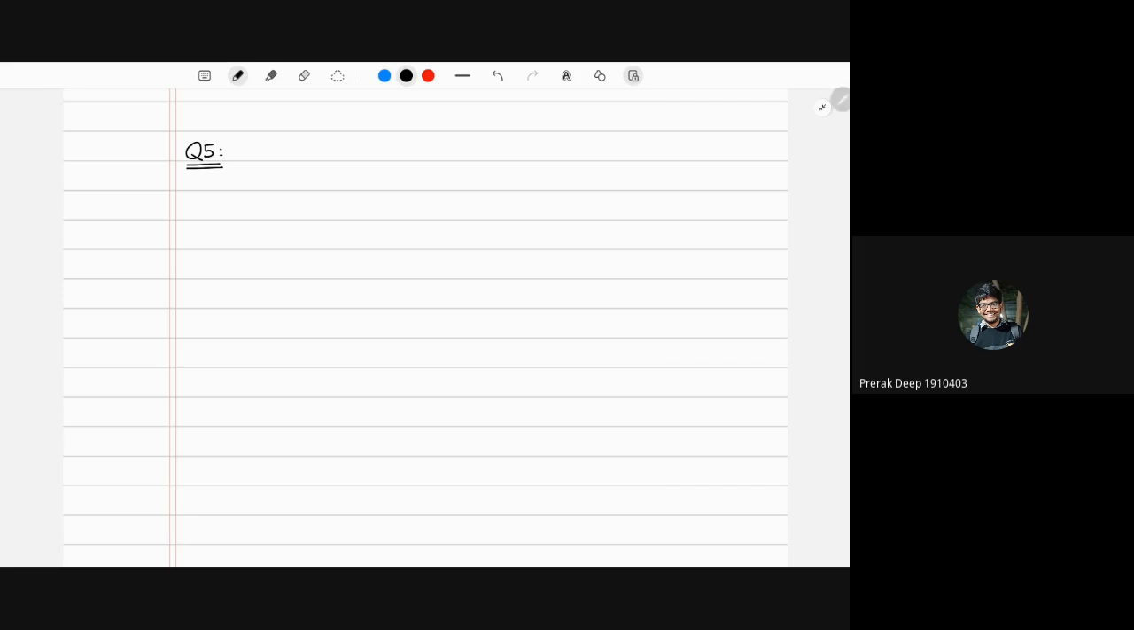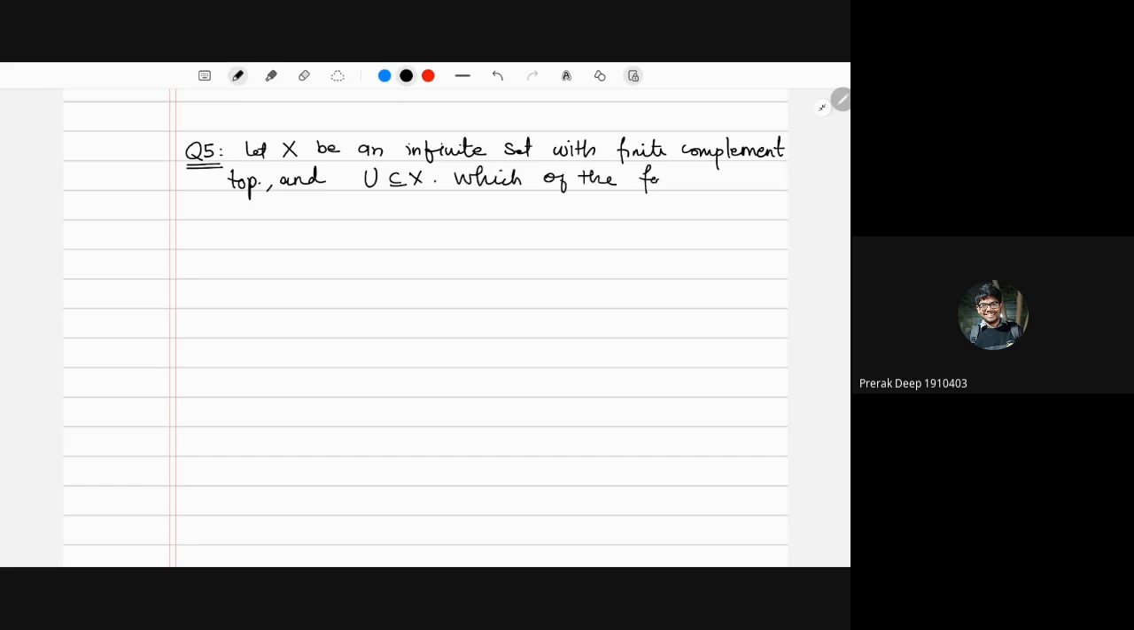Question number 5 says that let X be an infinite set with finite complement topology, and U be a subset of X, then which of the following are true?